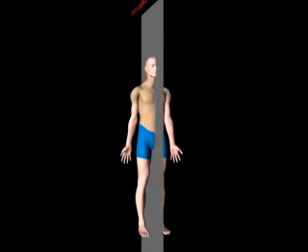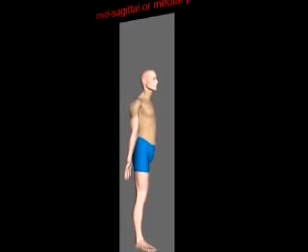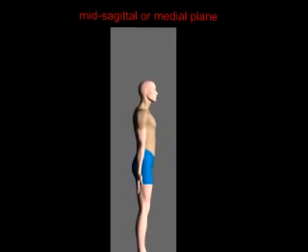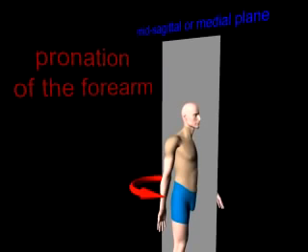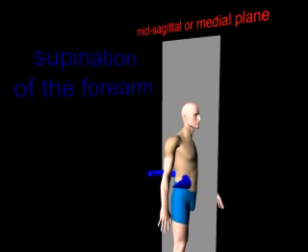The movements of pronation and supination relate to the sagittal or medial of the anatomical planes. The medial plane divides the body in half. Movements toward this plane are considered medial, while movements away from this plane are considered lateral. Pronation of the forearm is medial rotation of the forearm toward the center. Supination of the forearm is lateral rotation of the forearm away from the center.